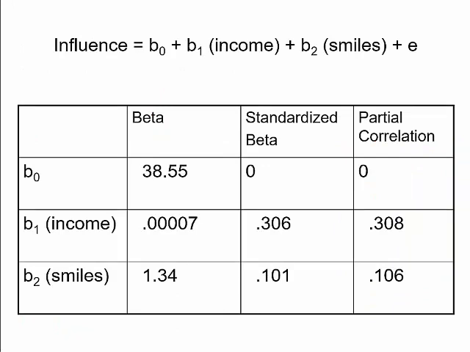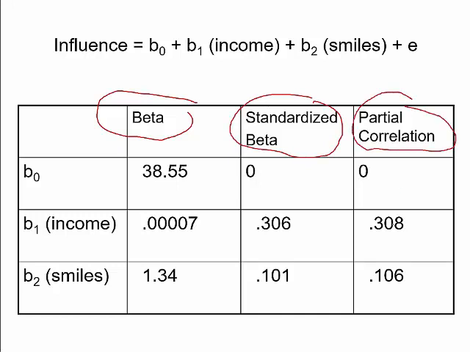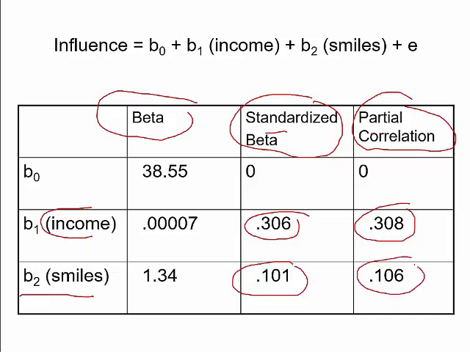Now let's look at our example here and see how the unstandardized beta compares with the standardized beta. We've looked at that already, and how both of those compare now with the partial correlation. If you look at the standardized beta and the partial correlation, for income, the standardized beta was 0.306. The partial correlation I got was 0.308, which is very, very close. For smiles, I got 0.101 for my standardized beta and 0.106 for my partial correlation. And that is actually pretty typical.